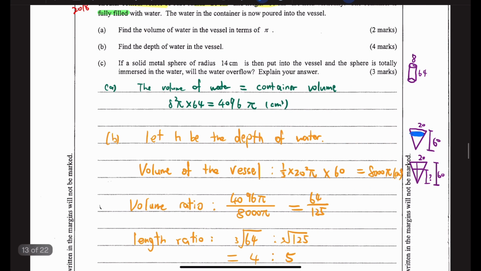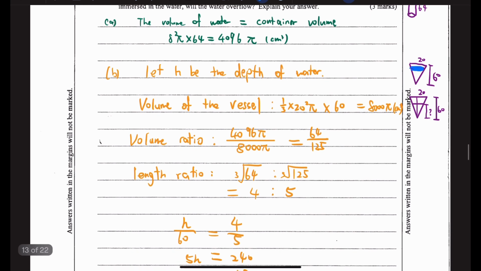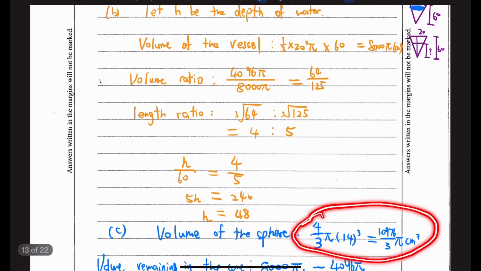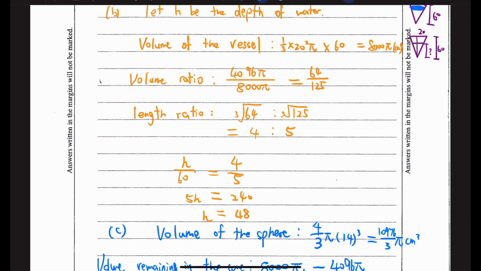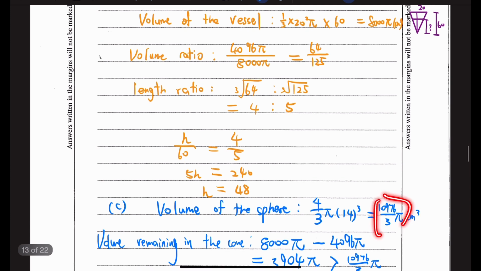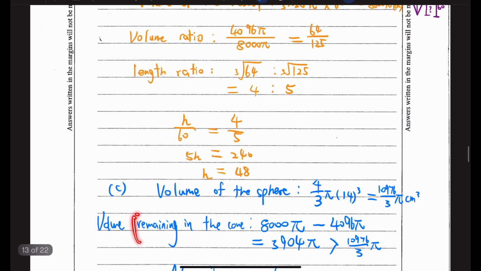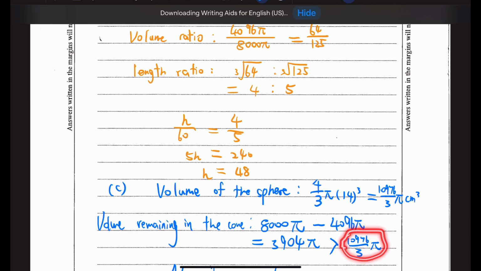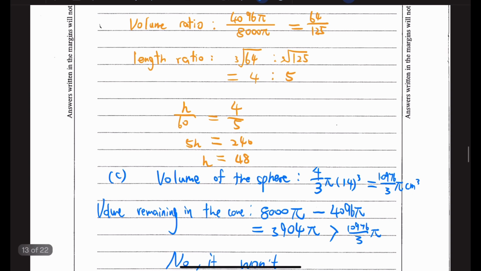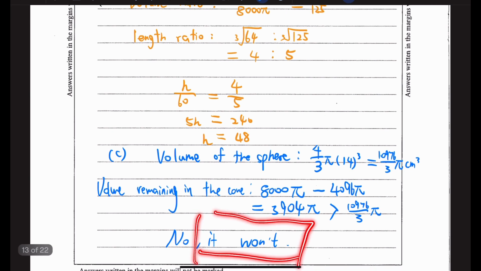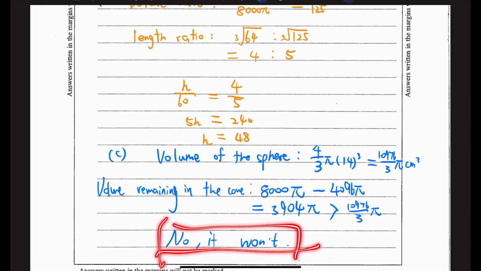Okay, so we'll first find the volume of the sphere. We have the formula here, 4 over 3 pi r cubed. And you have this one; you can write it in decimal or fraction, both okay. And you can add up this one with this one, or just use the total volume minus the water volume. The volume remaining is this one. And then you compare it with the volume of the sphere, which is larger than it. So it won't overflow. Make sure you write the answer sentence, okay? Answer sentence.